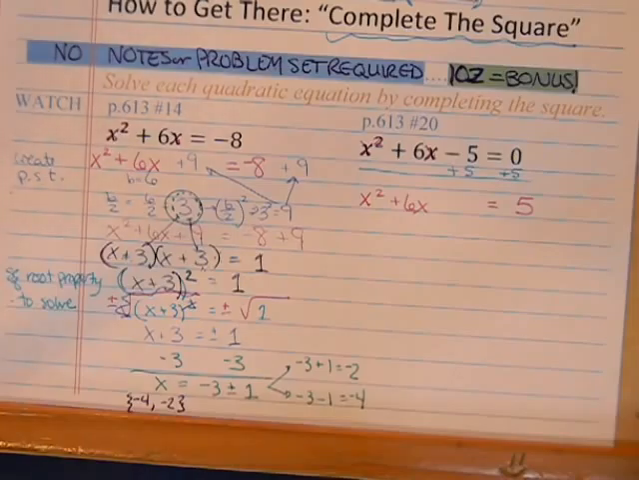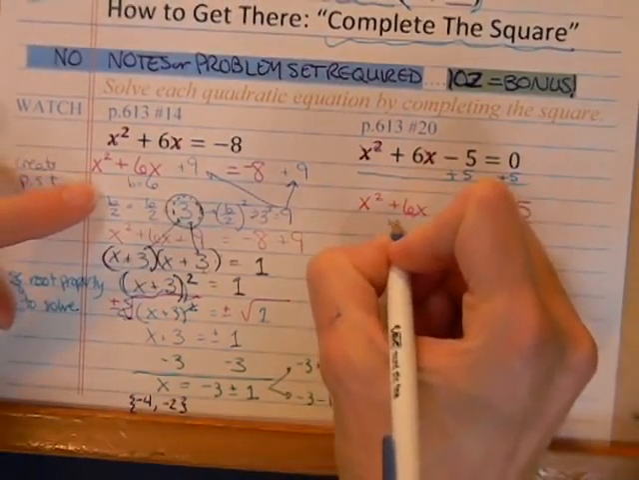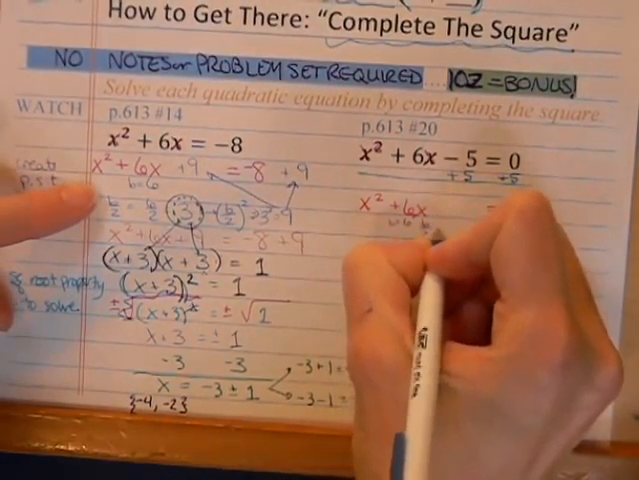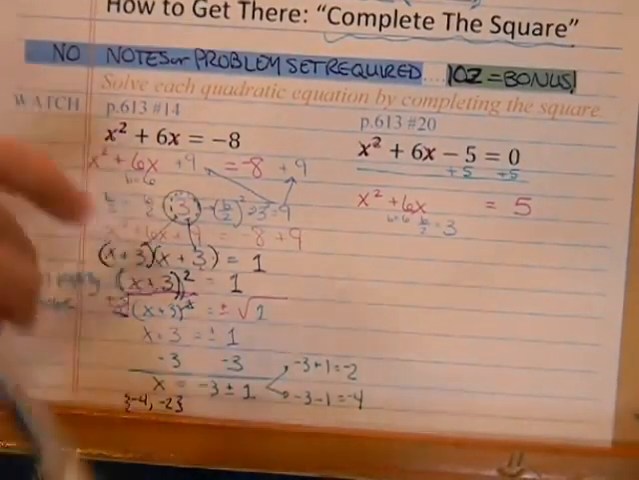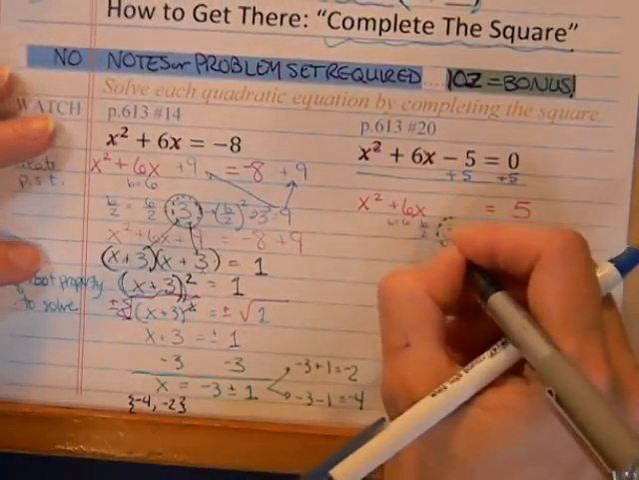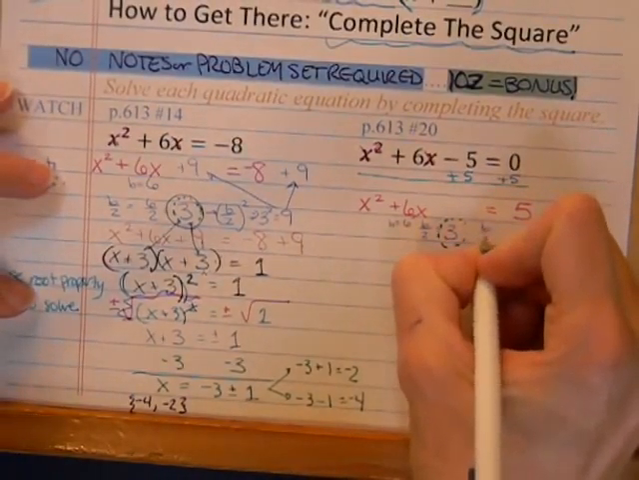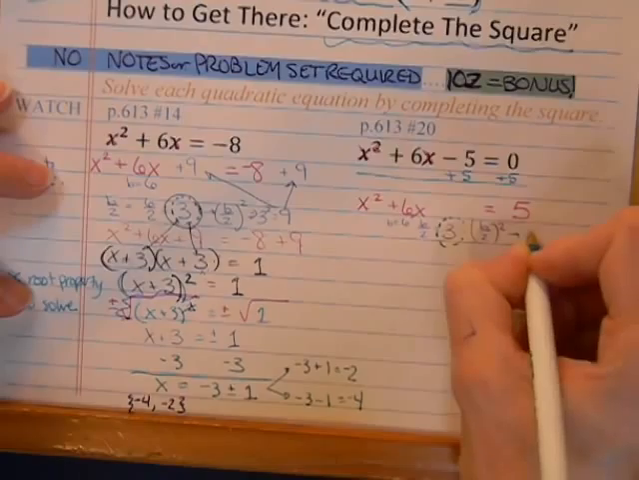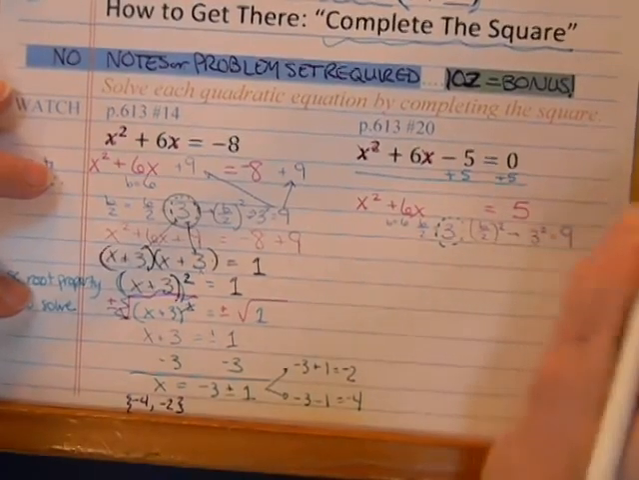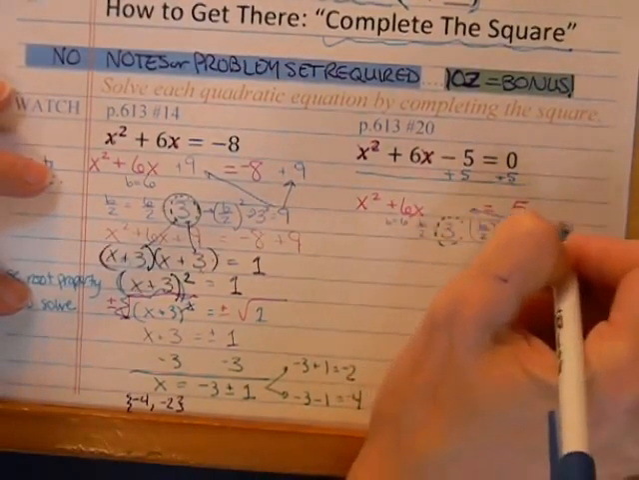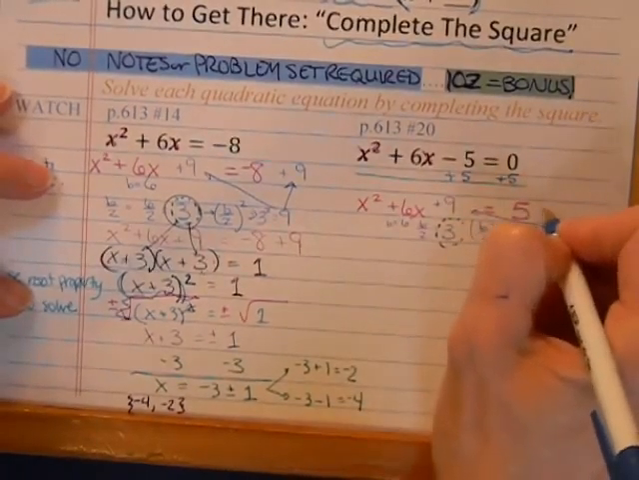Then we take our b value, which is 6, and we're going to cut that in half, which is 3. Save that for later. It just happens to be 3 again. Highlight that for later. Then we're going to take that b over 2 value and square it. So in this case, we're going to take that 3 and square it and get 9. And then we're going to add that to both sides. So we get plus 9 and plus 9.